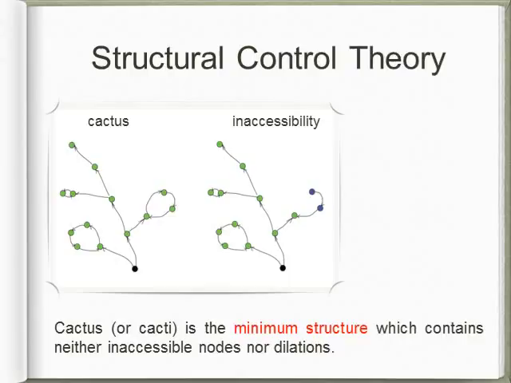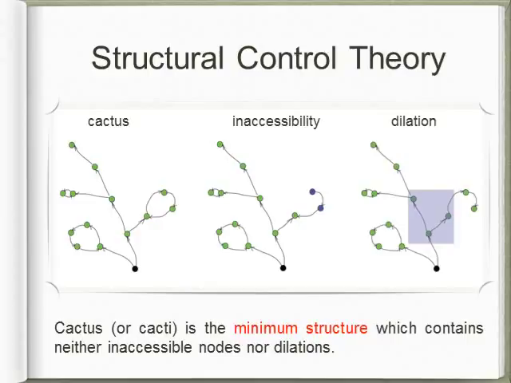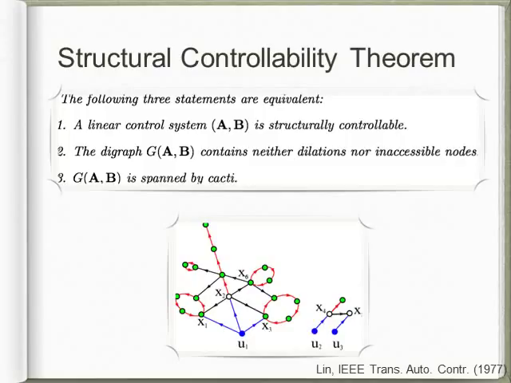Based on the property of the characteristic structure, CTD proved the structural controllability theorem. So basically, a linear control system is structurally controllable if and only if the digraph contains neither dilations nor inaccessible nodes. And equivalently, the digraph is spanned by cacti, in the sense that there's an underlying cactus structure.